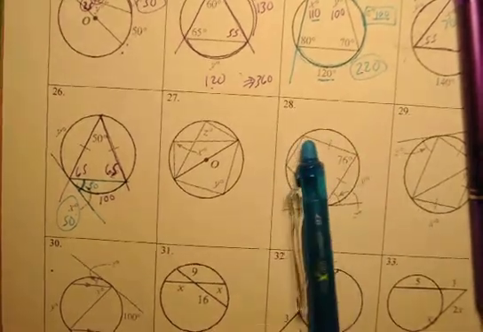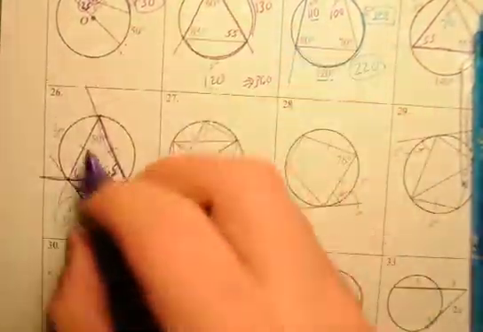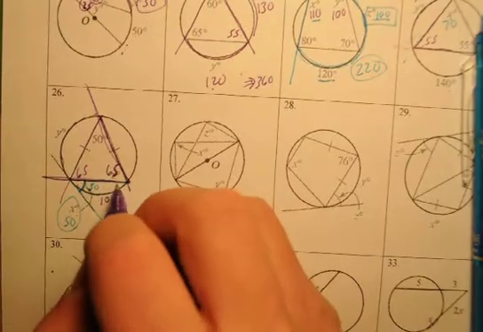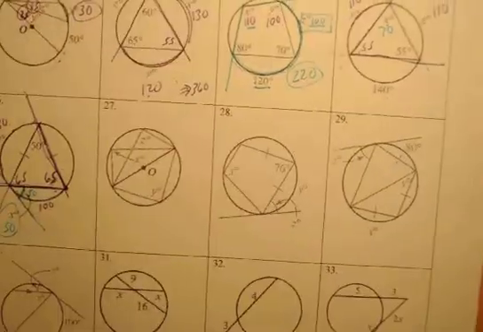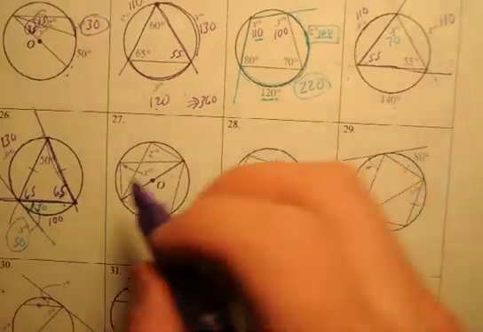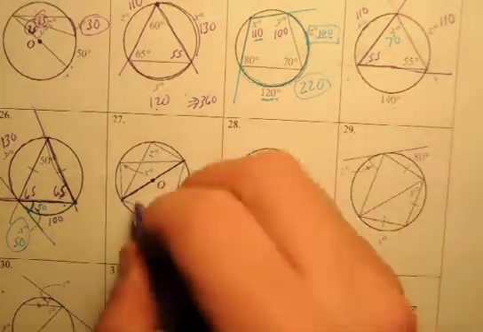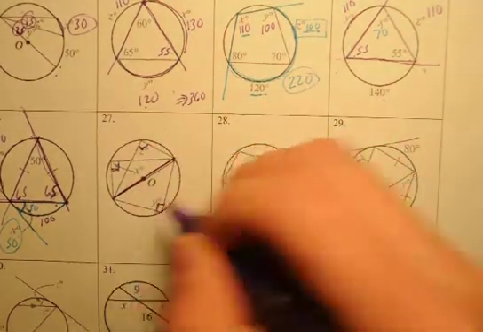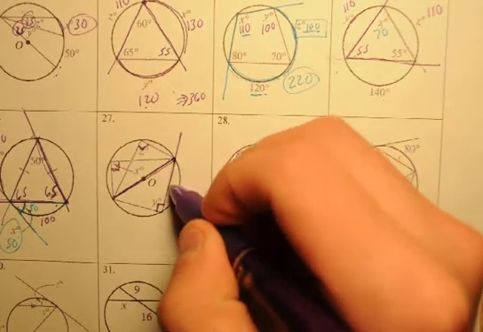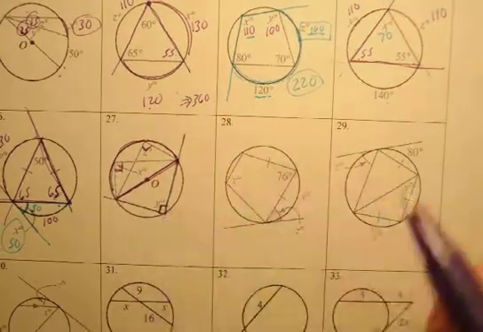And lastly, because of the 65 here, this is going to be double 65, which makes this 130. 27. We got a diameter. So this is all about theorem 10.9, which says if you got a diameter, this is a right angle, this is a right angle, and this is a right angle. If you are inscribed with a semicircle, that makes 180 degrees, which makes this 90.